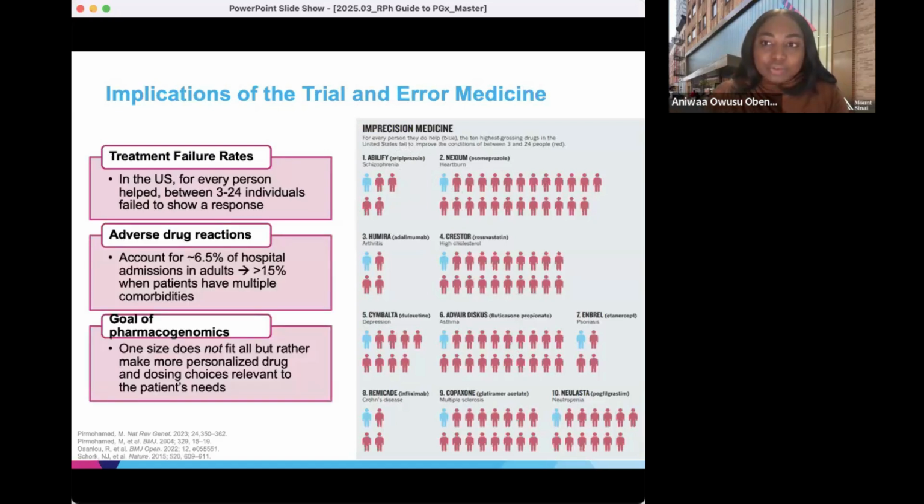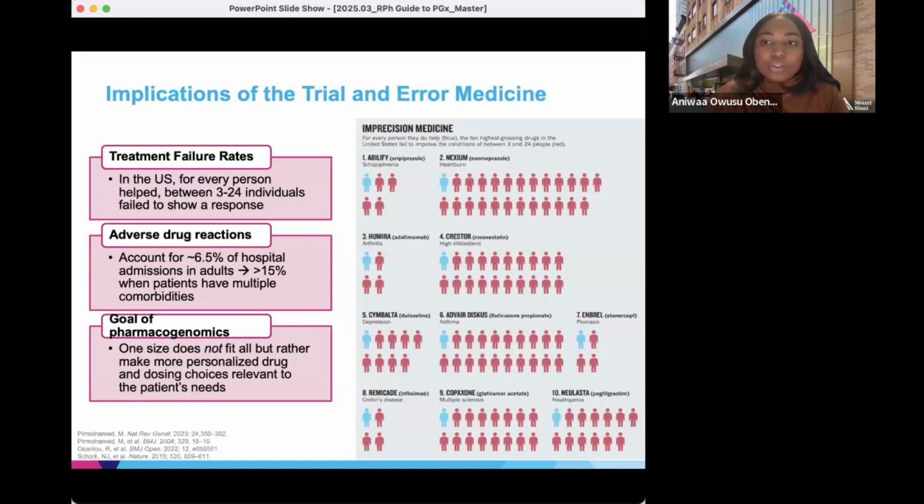When it comes to adverse drug reactions, we also have a problem. Adverse drug reactions account for approximately 6.5% of all hospital admissions in adults, and nearly 15% of all patients who have comorbidities. So we need to do better when we are selecting treatment. And as pharmacists, that's where we shine, that's where we come in. We would like to tailor therapies to every individual to avoid these treatment failures and avoid ADRs.